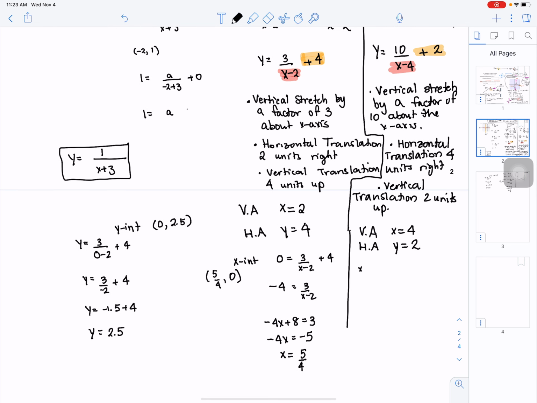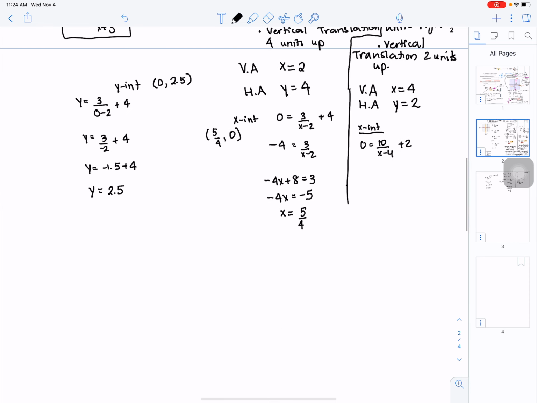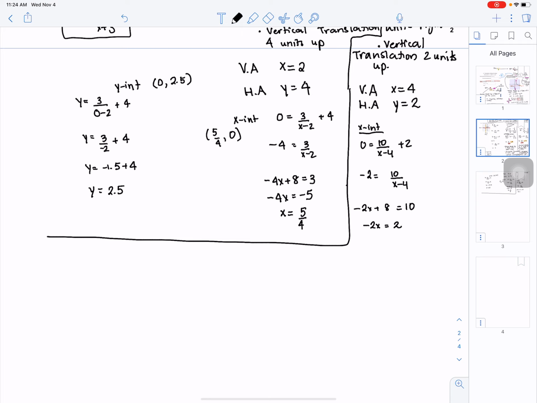We can find my x-intercept by setting y equal to 0. 0 equals 10 over x minus 4 plus 2. Now I'm going to solve for x. Minus 2 is equal to 10 over x minus 4. I'm going to multiply both sides by x minus 4. I'm going to subtract 8 from both sides, so minus 2x is equal to 2, and then divide by negative 2, which means I get an x-intercept of negative 1, 0.